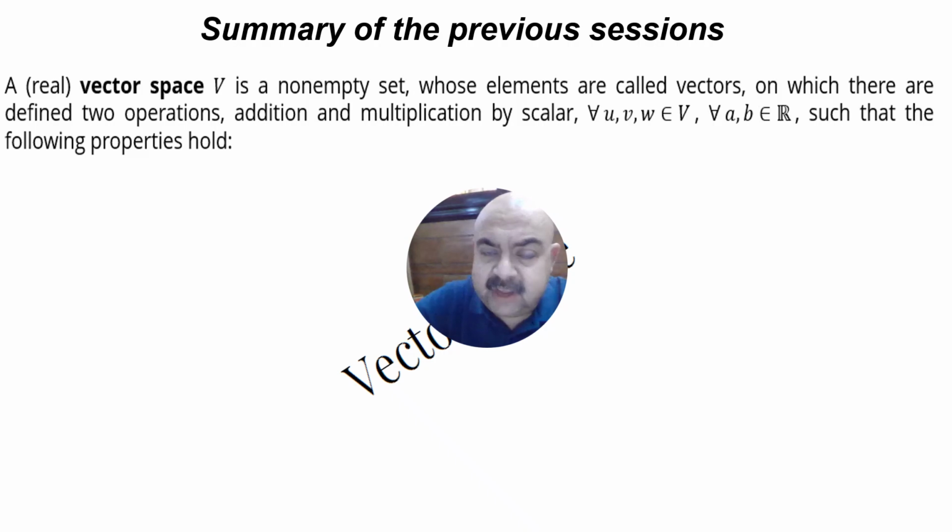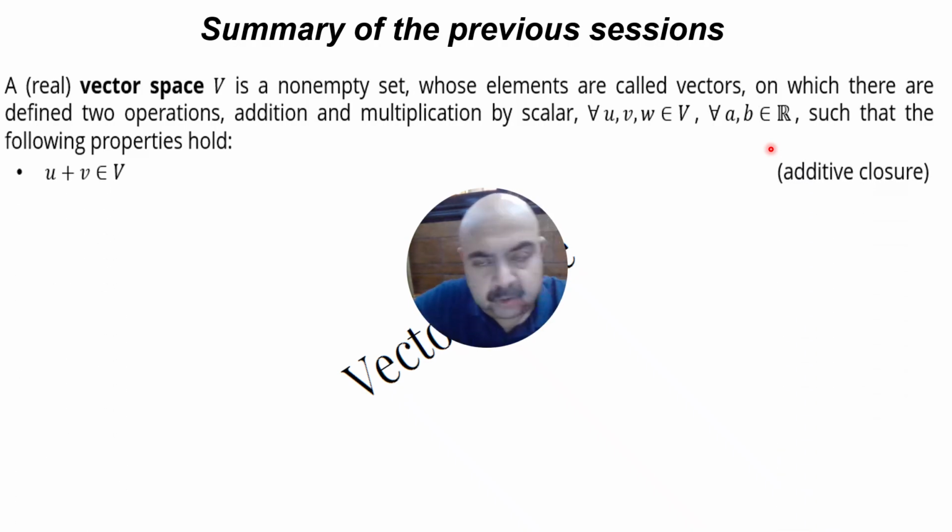For every u, v and w, which are vectors, belonging to the set of vectors V, and for every a and b, let me get my laser pointer, for every a and b belonging to R, I have defined two things at the moment. The first is the set of vectors, which are u, v, and w. And the second are the constants, which are real numbers, belonging to the set of all real numbers. And after this definition, the following properties hold.